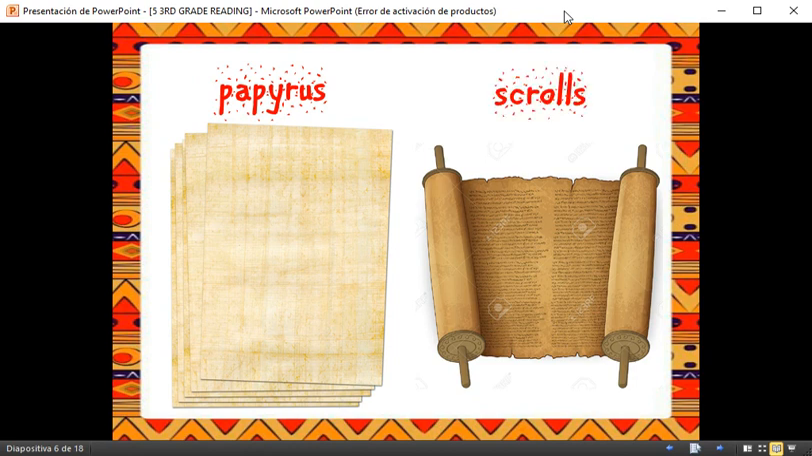Scrolls. The scrolls are rolls of paper with information, with handwriting. In this case, the Egyptians made the paper, the papyrus, and then they wrote information on it. And as books didn't exist, the scrolls were like the antique books, the old books for them.